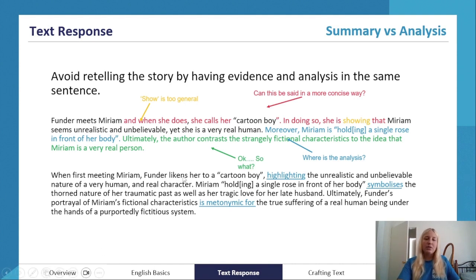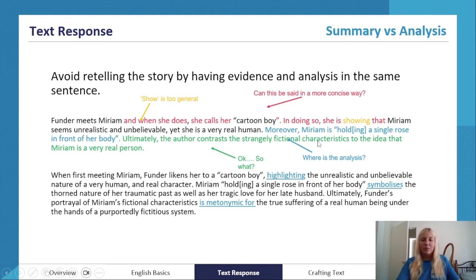So instead: when first meeting Miriam, Thunder likens her to a cartoon boy, highlighting the unrealistic and unbelievable nature of a very human and real character. So we see the evidence and the analysis has been put in one sentence. We've changed the vocab to just likens her to, completely avoiding having to ramble like this.